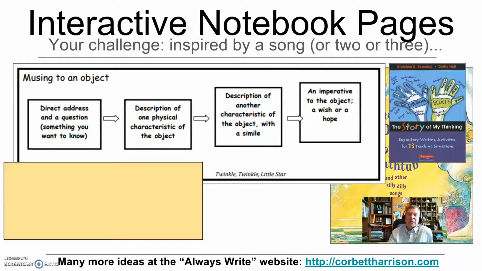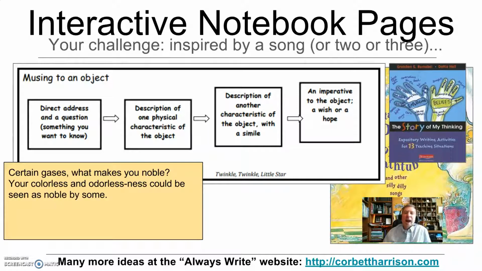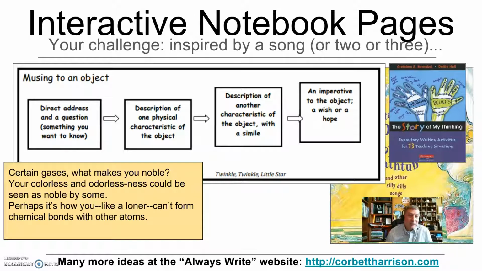So here's me doing it to Twinkle, Twinkle, Little Star. No poetry involved in this whatsoever. Direct address and a question. I started with, certain gases, what makes you noble? Then I need the description number one. I made mine a little longer than just up above the world so high, but there's my first one. Here's my second description. Notice I have my simile, like a diamond, like a loner. And then finally my imperative is exist inertly, and a wish or a hope.